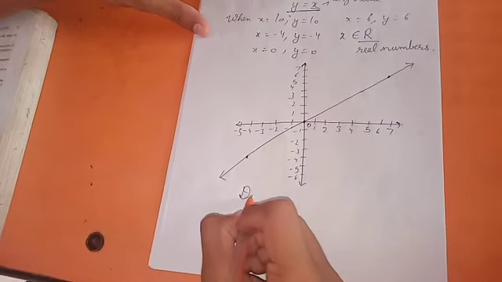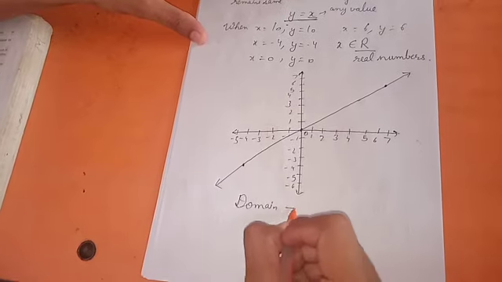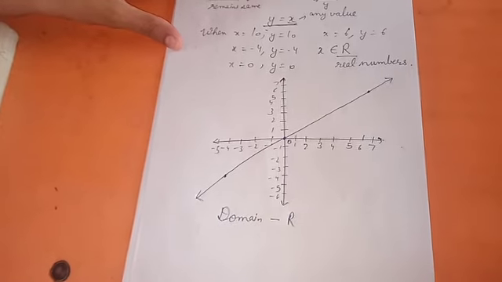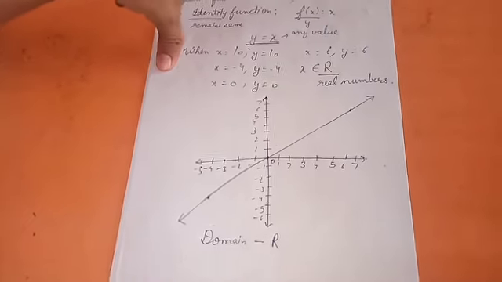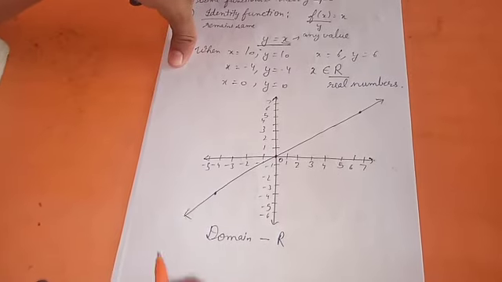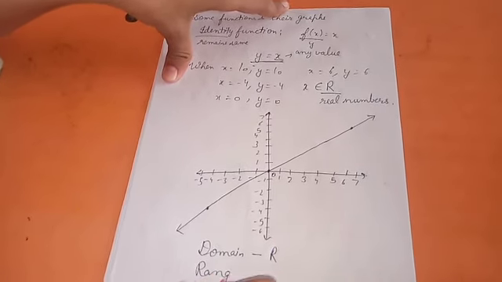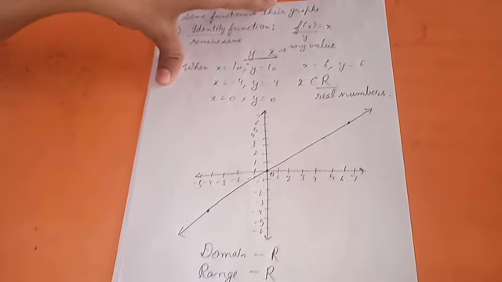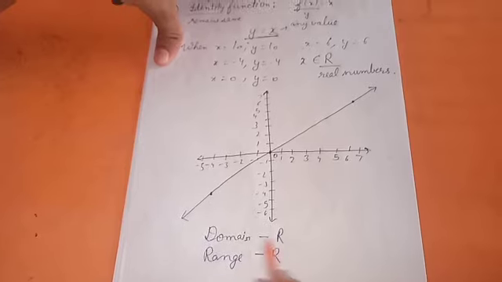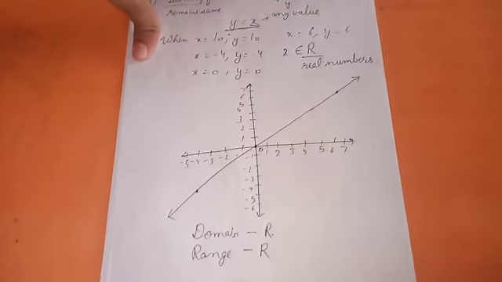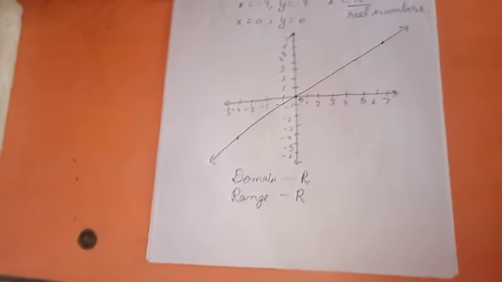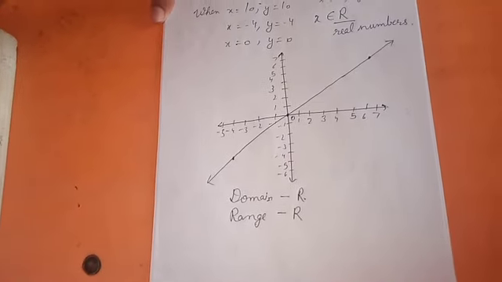Okay. So that means what? Our domain of identity function is what? R. Any number we can take. And what will be its range? Its range will also be R. Whatever the value of domain we keep, we will get the same value of range. So it will also be R. Okay. Understood.